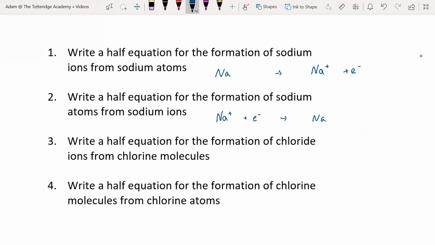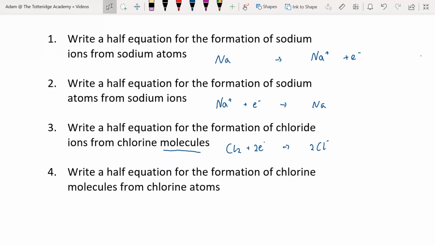Now the next question is a half equation for the formation of chloride ions from chlorine molecules. As per the last video, I know that I'm starting with Cl2, that's my chlorine molecule, and I'm going to be forming Cl minus. But obviously if I've got two Cls here, I have to have two Cls over there. And again, this is what we did in the previous video. If I've got the negative charge over there, then I must have negative charges over here as well. So these chlorine atoms within that molecule must be gaining electrons. How many electrons? Well, 2. Because I've got 2 atoms, each one is going to gain 1 electron.